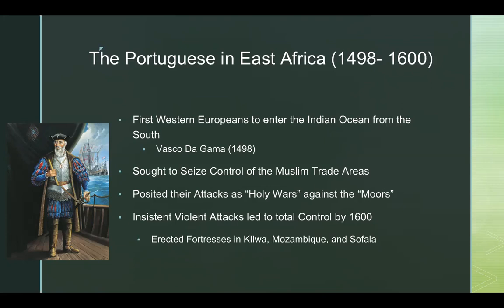And when we talk about how violent these attacks were for the next 100 years, it was insane. And let me see if I can find a few quotes that talk about some of this violence here from my material. Here are some of the Portuguese eyewitness accounts that describe the sacking of Kilwa and Mombasa.